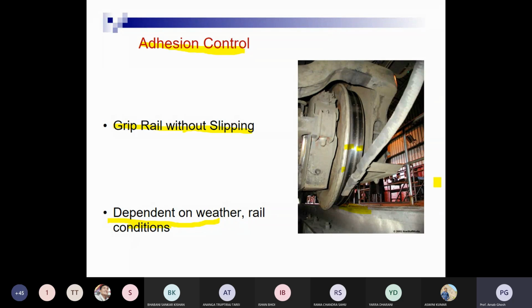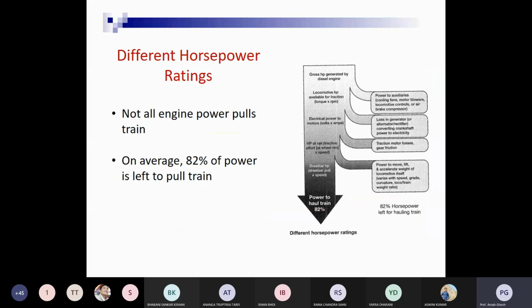Okay, then different horsepower ratings are there. So what are the important horsepower ratings? Not all the engine's power pulls the train. On average, 82% of the power is left to pull the train, and another 18% of the power will be dissipated. So 82% of the power will be utilized and the rest will be lost. So 82% horsepower will be left for the hauling of the train.